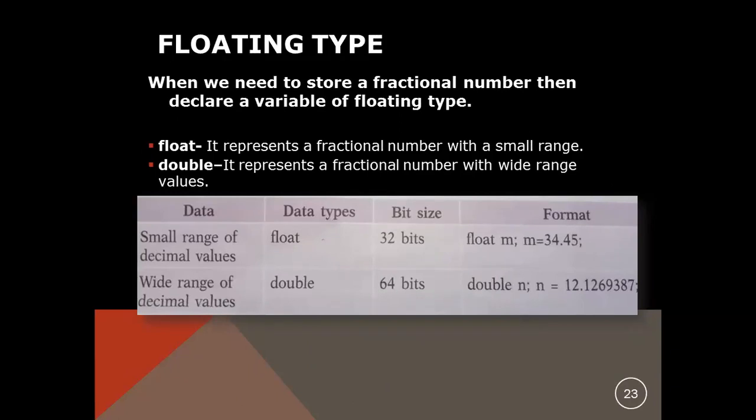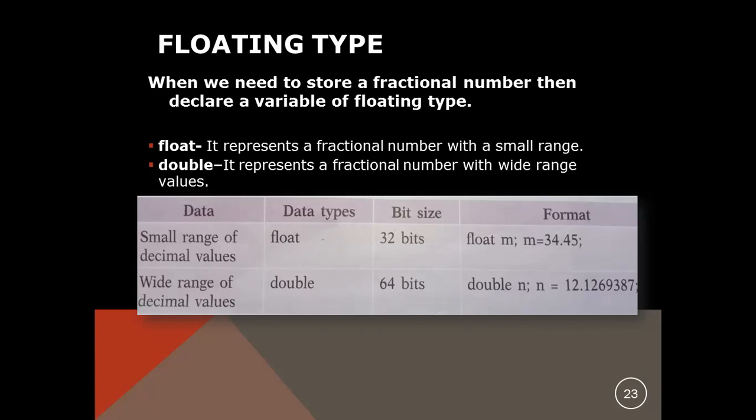Floating type data type can have or store a fractional number. Floating type or float data type are used to store a fractional number, that is a number with a decimal point. Now it is of two types, float and double. Float represents a fractional number with a small range, whereas double represents a fractional number with a wide range.